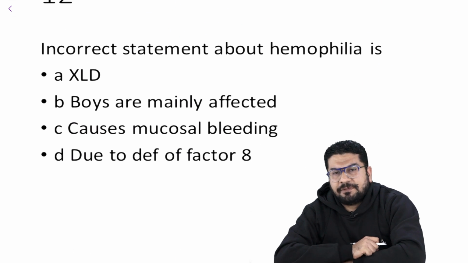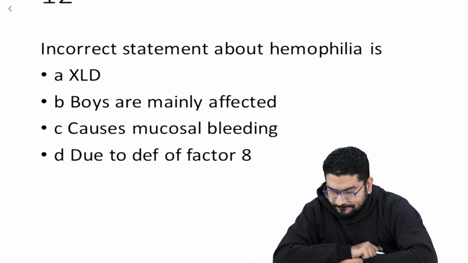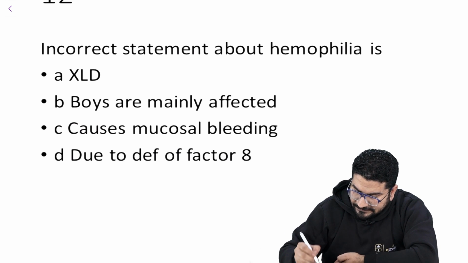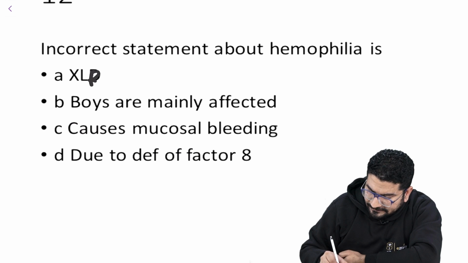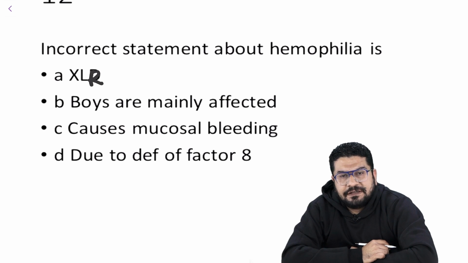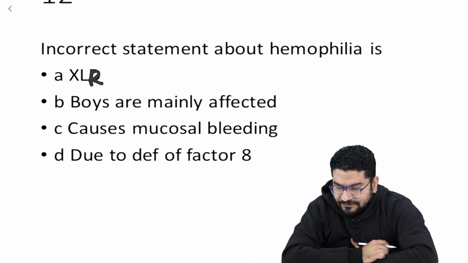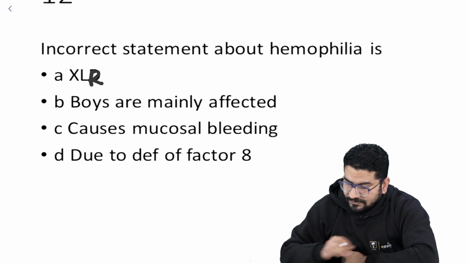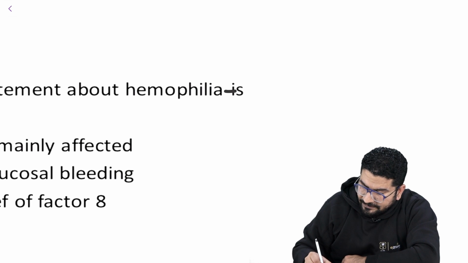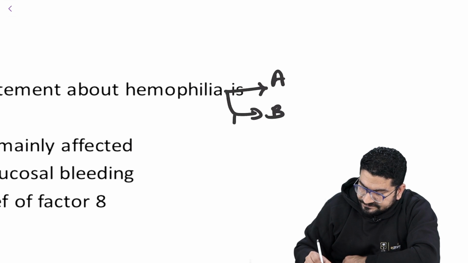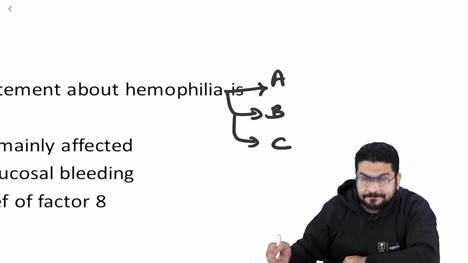Incorrect statement about hemophilia. Let us see this question. I think this was typed by mistake. It was given X-linked recessive. So what is the incorrect statement? Let's solve this question. We have three types of hemophilia. We can have hemophilia A, hemophilia B, and hemophilia C.